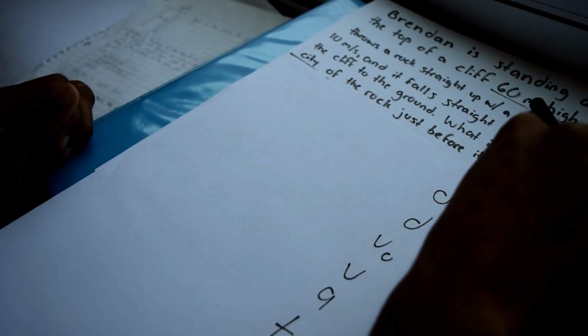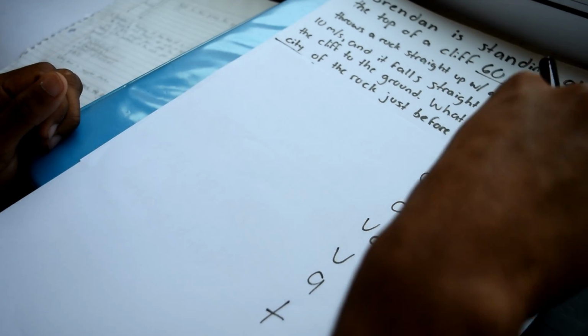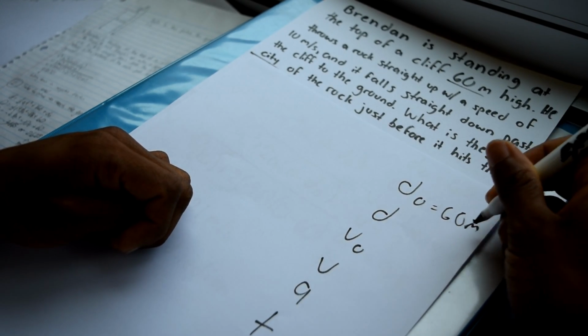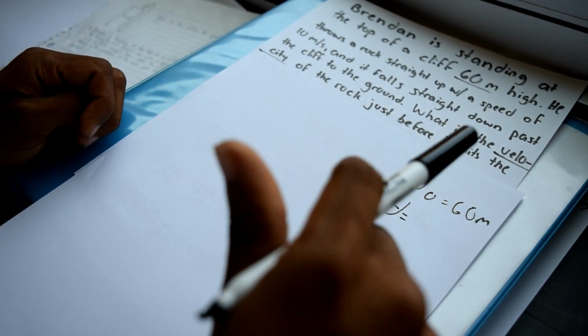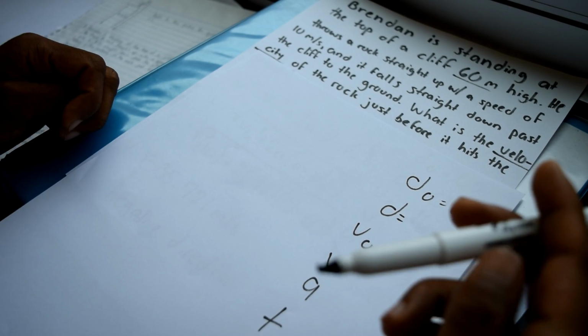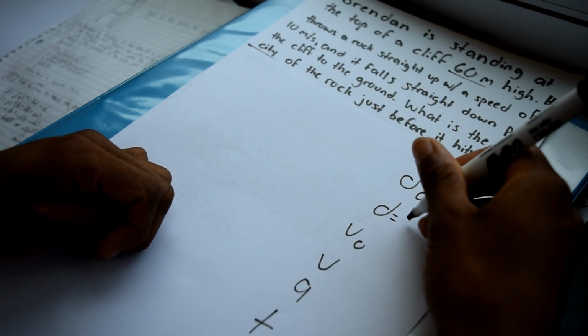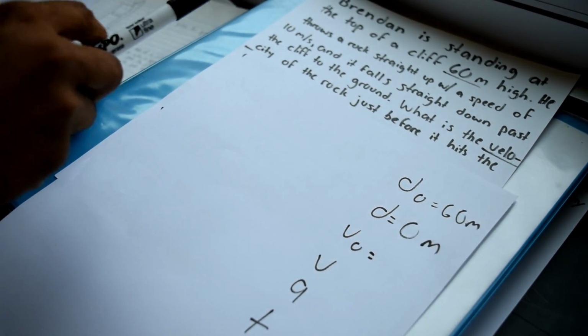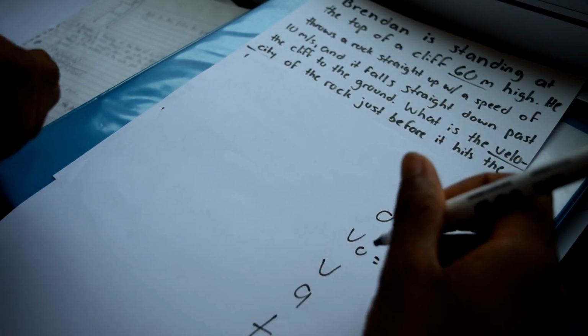Right here they have that the top of the cliff is 60 meters high. This is going to be your initial distance, and then you can infer that your final distance is going to be 0 because the rock is falling all the way to the ground. And then it gives you an initial velocity of Brendan throwing the rock up at 10 meters per second.